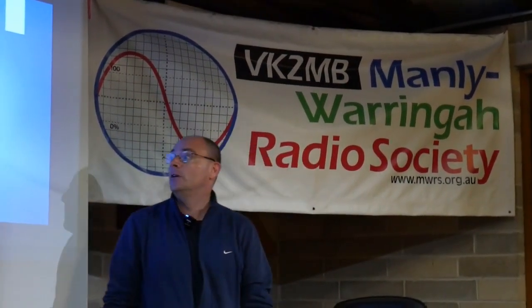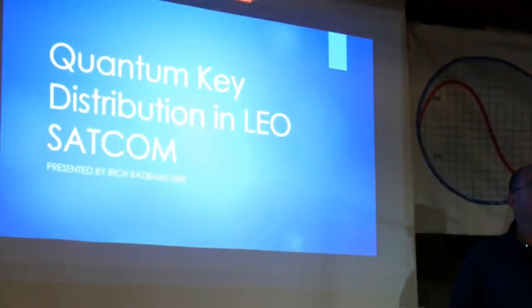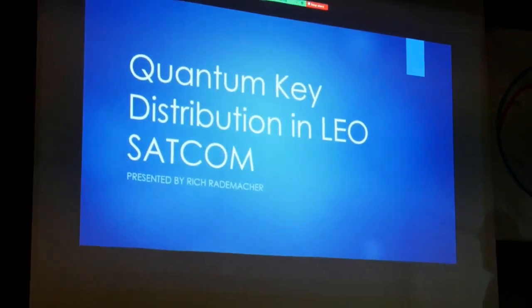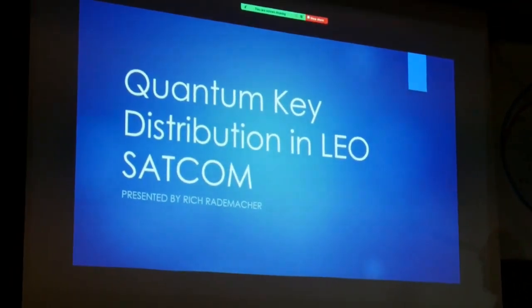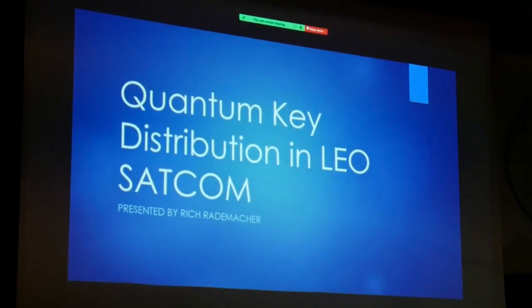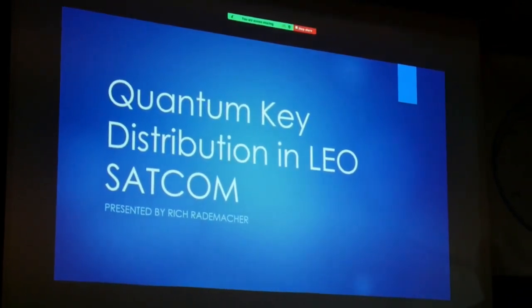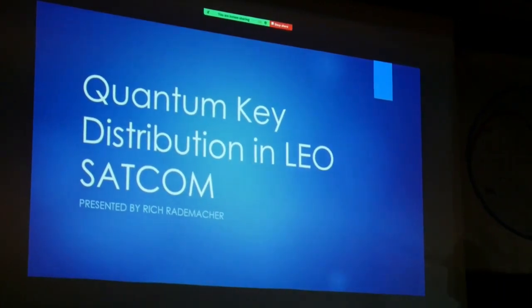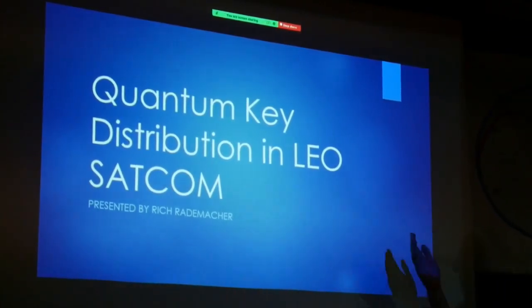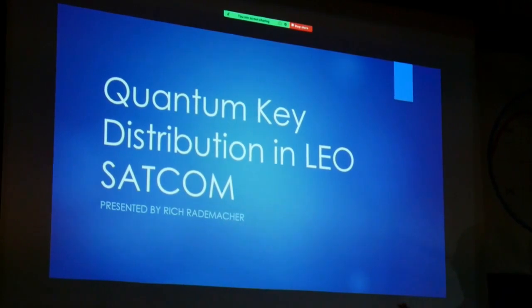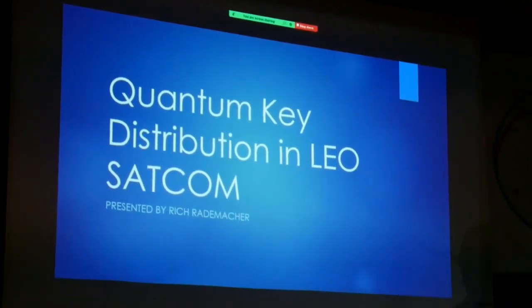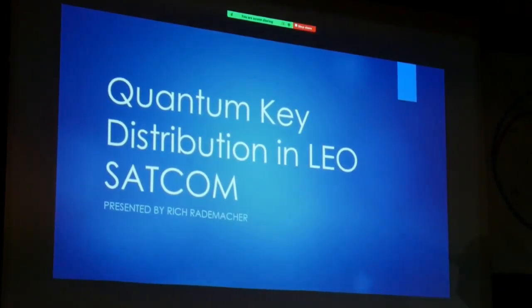Thanks, Philip. Thanks, everyone, for inviting me to be here. The title of this presentation is on quantum key distribution for low Earth orbit satellite communications. And this is something that I think is particularly useful for people who are amateur radio enthusiasts, because, as we'll see a little bit, radio and light are the same thing, but we're going to use them in a very different way in quantum key distribution.